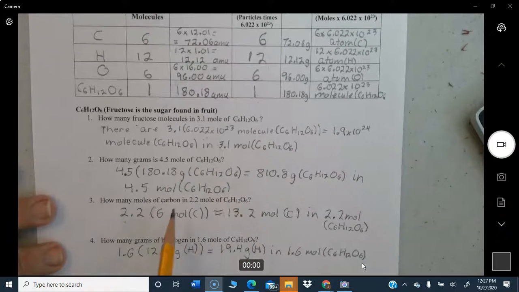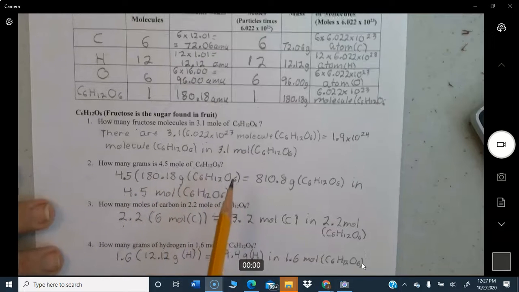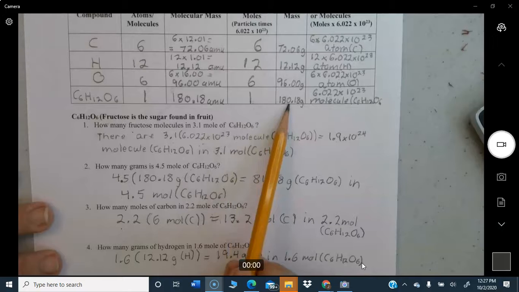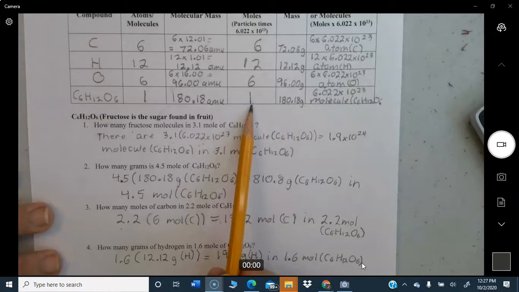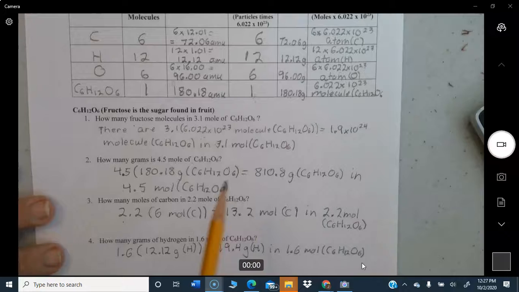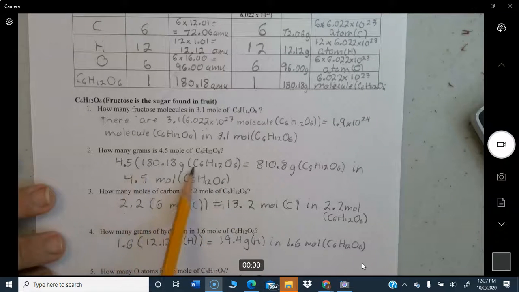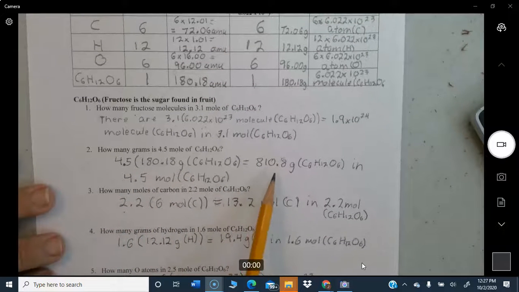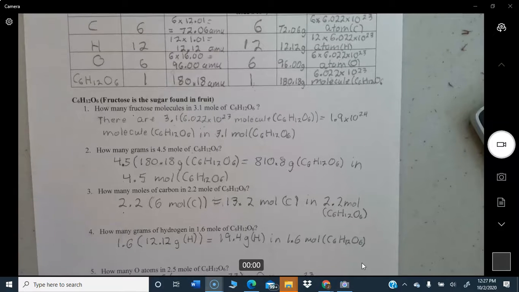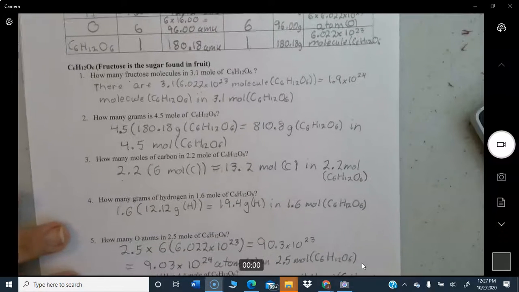Okay, how many grams is 4.5 moles of fructose? If 1 mole of fructose is 180.18 grams, then 4.5 moles is 4.5 times 180.18 grams. So there's the calculation right there, and it gives you 810.8 grams of fructose in 4.5 moles of fructose. And it's just simply scaling things up and down.